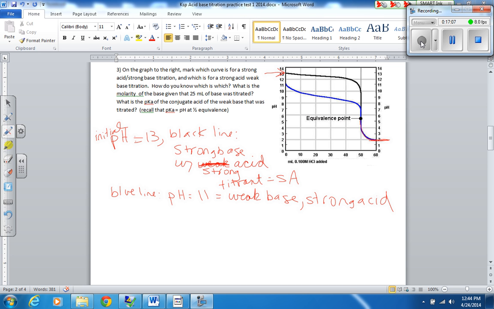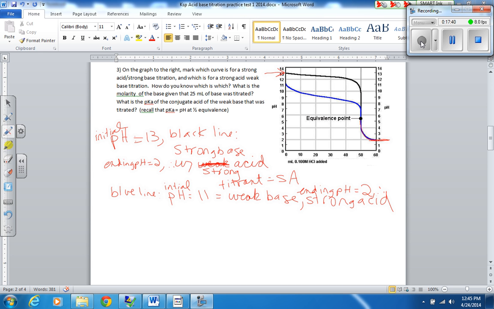To write this down on the test and get full credit, you need to write: initial pH is 13, therefore strong base. Ending pH is 2, therefore strong acid. And this, the blue line, initial pH is 11, so weak base. Ending pH is 2, therefore strong acid.